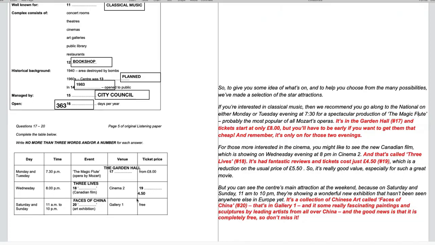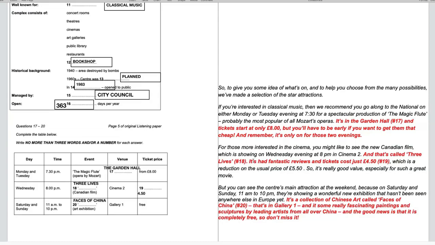Let's continue on to number 18. We saw the keyword of Canadian film, so that came first. Also cinema, sorry, that came first. We have cinema, Canadian film, Wednesday, 8 p.m., cinema 2, and finally it tells us 3 Lives. So notice how there's a lot of buildup, because if you miss it, you really don't have another option. So pay attention to your keywords.